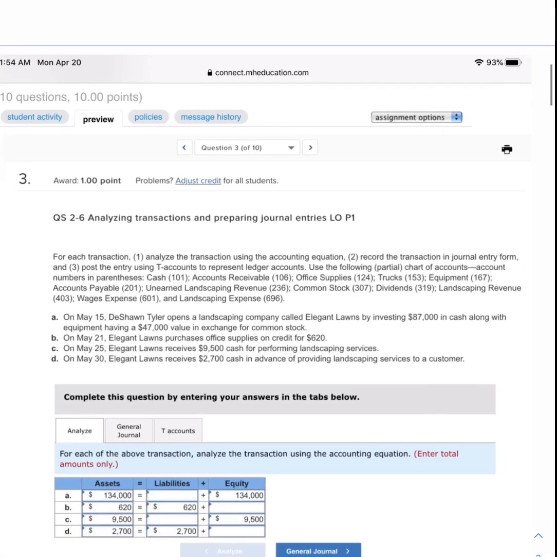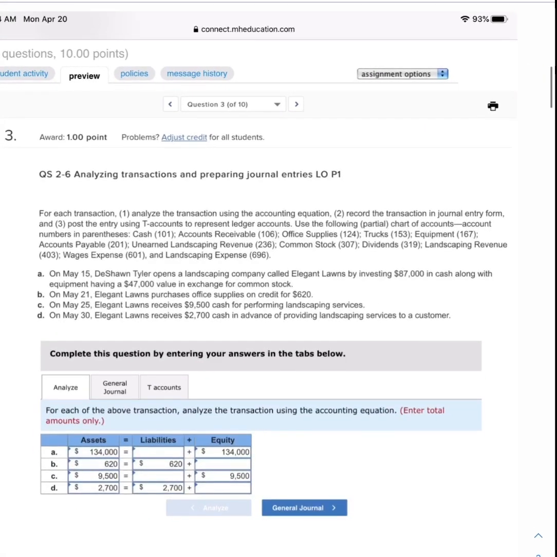Now, in this question, we're told for each transaction, we need to analyze the transaction using the accounting equation, record the transaction in journal entry form, and post the entry using T accounts to represent ledger accounts. Use the following partial chart of accounts, and they give it to us.